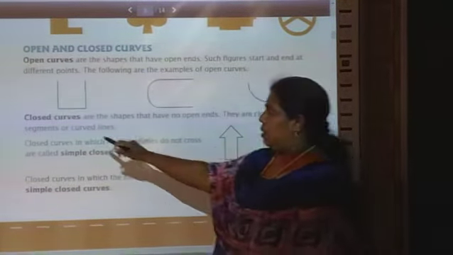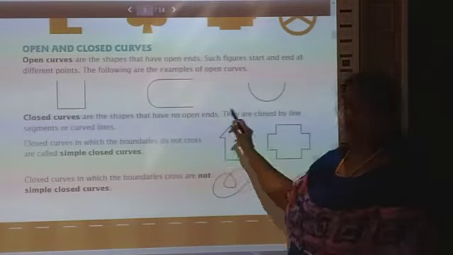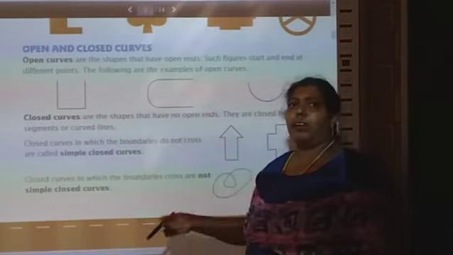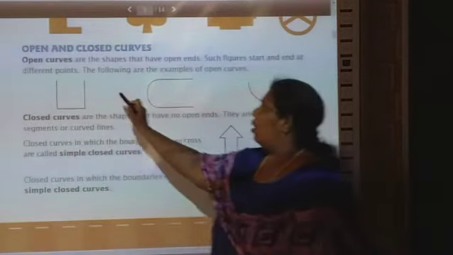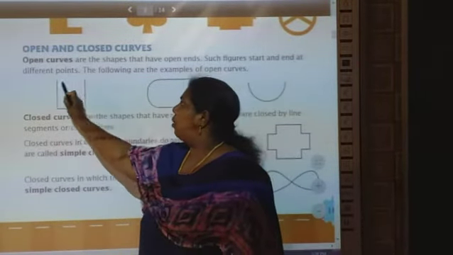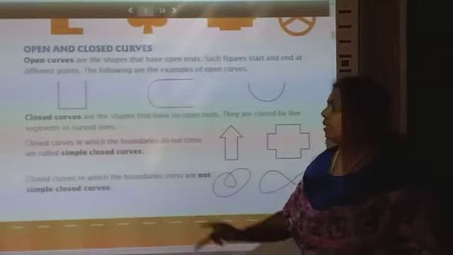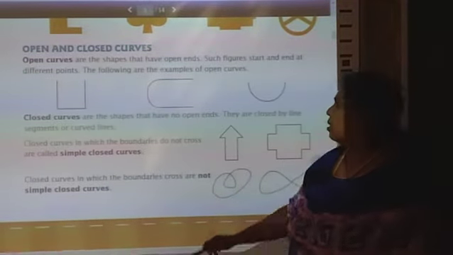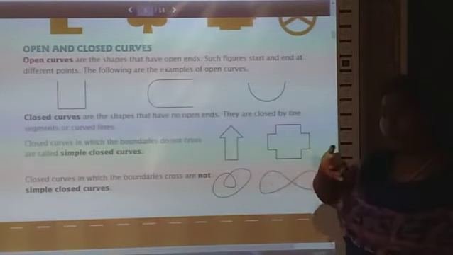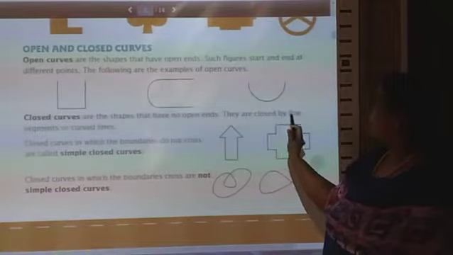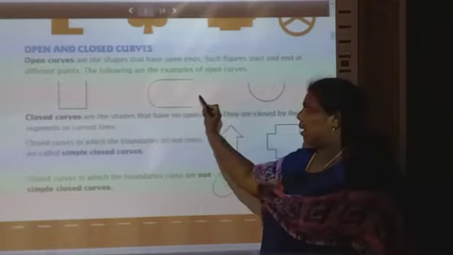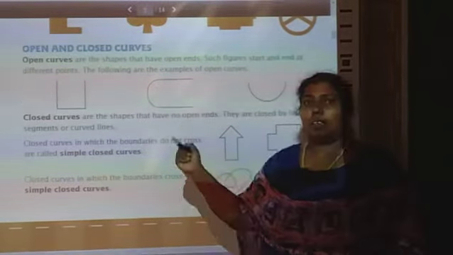Understand? Closed curves. Closed curves are the shapes that have no open ends. They are closed by line segments or curved lines. If you draw the line here, it is closed, right? Now it is open. If you draw an open line segment, you can get the closed figure, right? So closed curves are the shapes that have no open ends. They are closed by line segments or curved lines. Line segments means you have to draw the line, and that is the line segment, or curved lines.